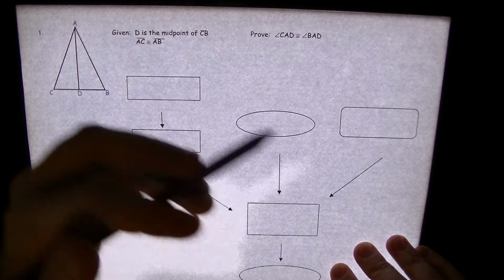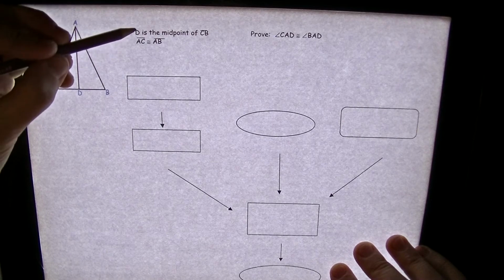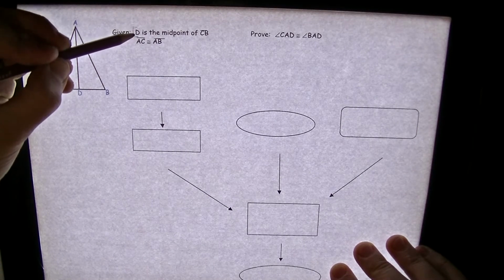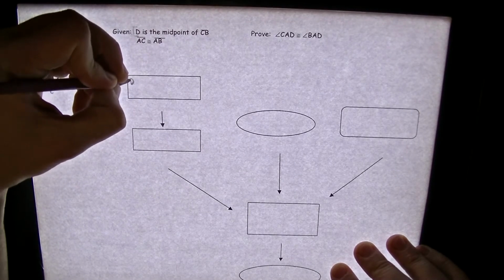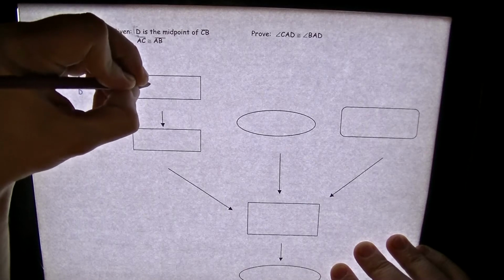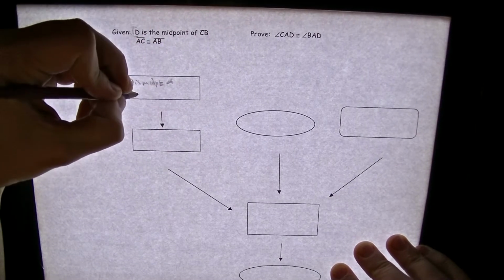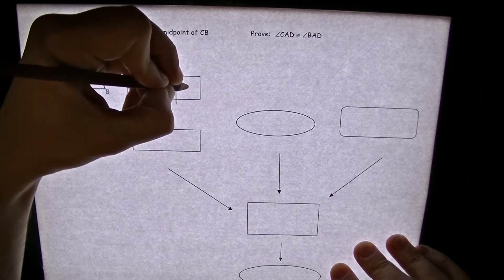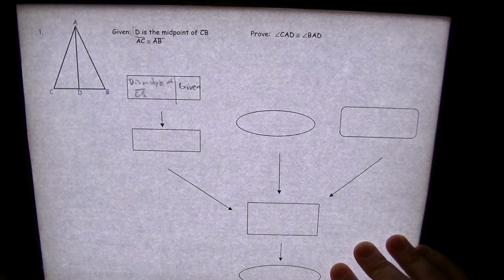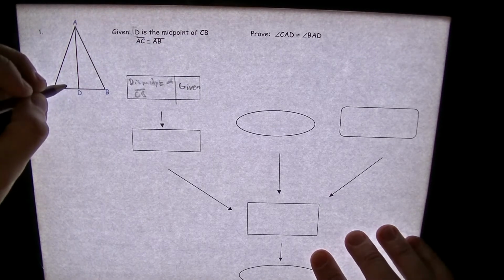So let's start with this first set of boxes in my flow proof with my first given. So D is the midpoint of CB, and I'll just write down as my statement, D is midpoint of CB, and the reason for that is it was given. Great. Now, what information do I get from that?